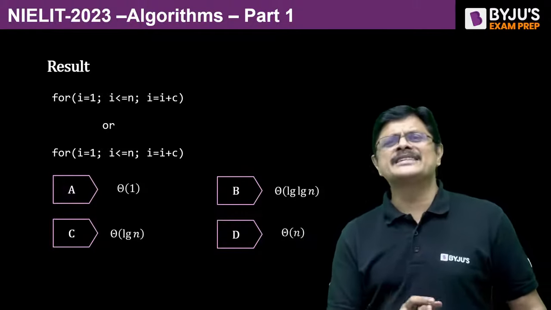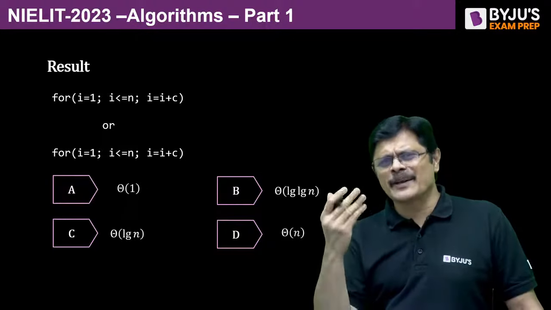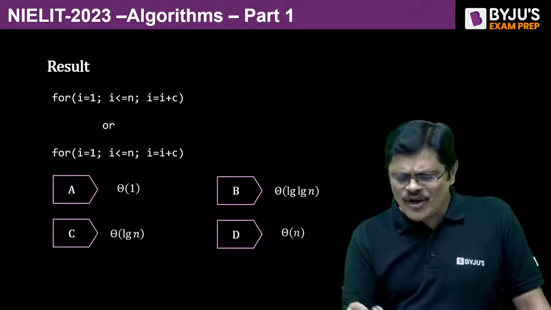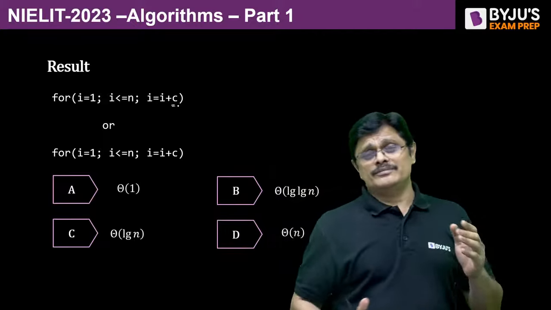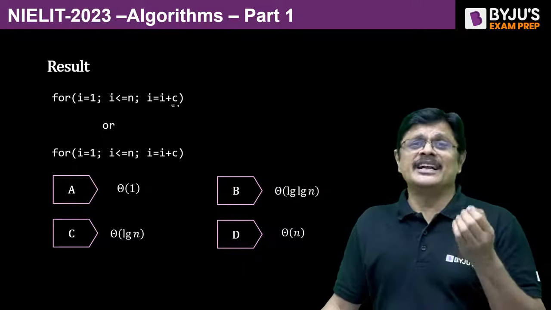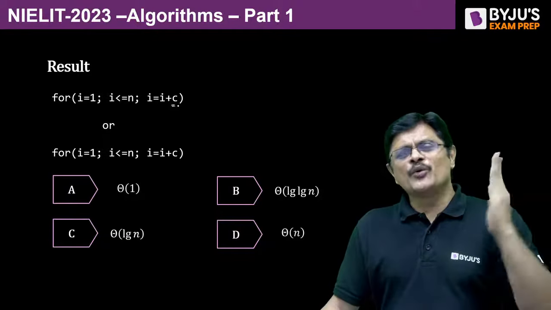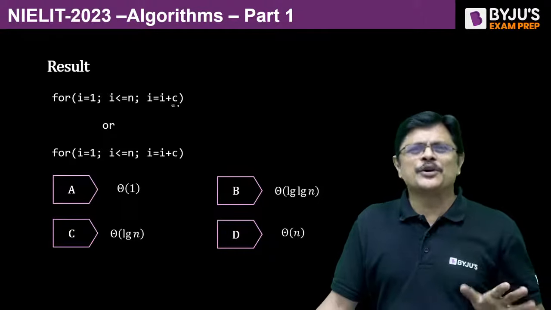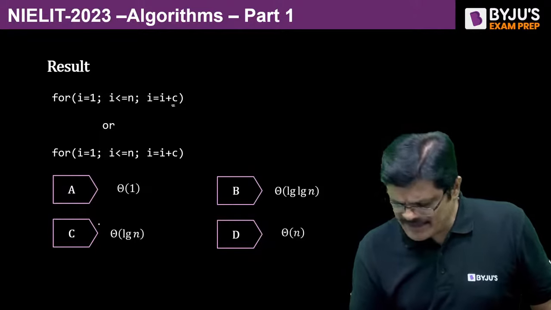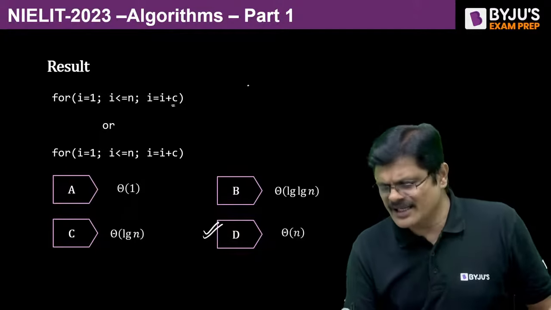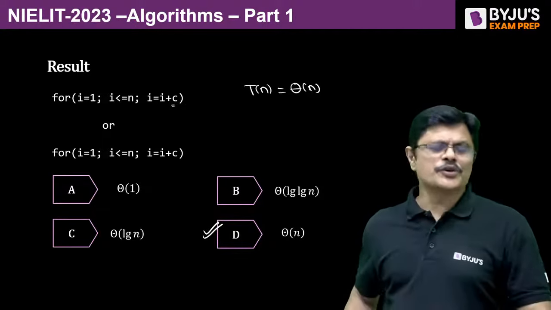If you consider for i equal to 1 to n in steps of any constant, whether it is 1, plus 2, plus 3, as long as it is constant, or from n to 1 in steps of a constant difference. That is, 1 to n with constant addition, n to 1 with constant subtraction. The complexity of both loops is given by theta n. T(n) is theta n, my dear friends. These are the standard loops you should remember.